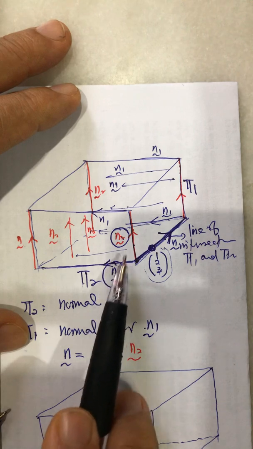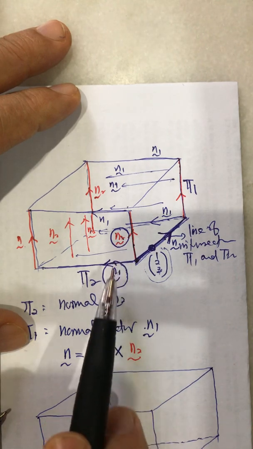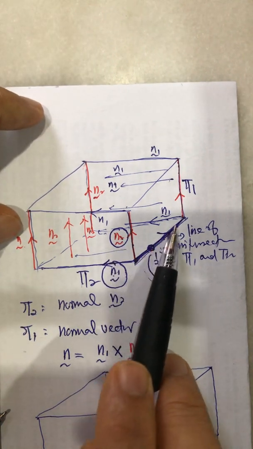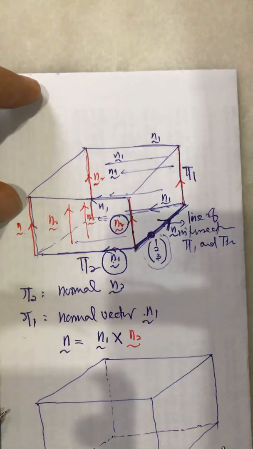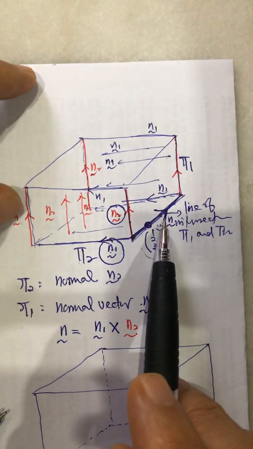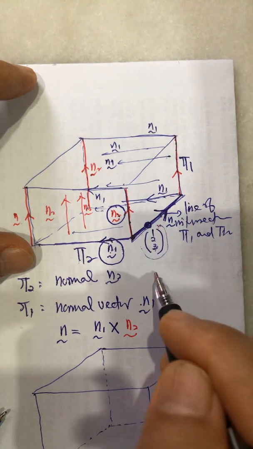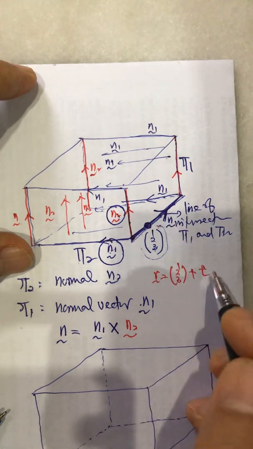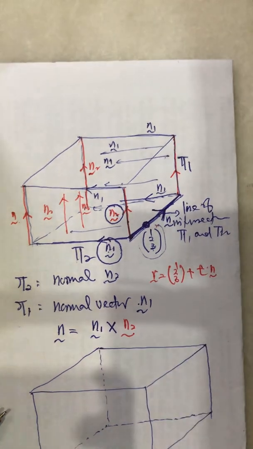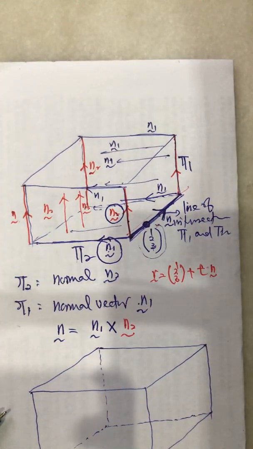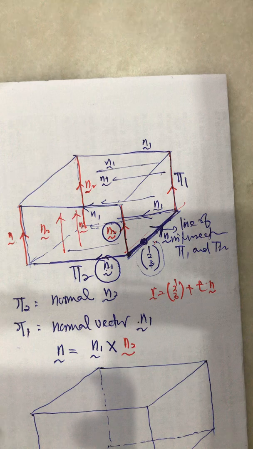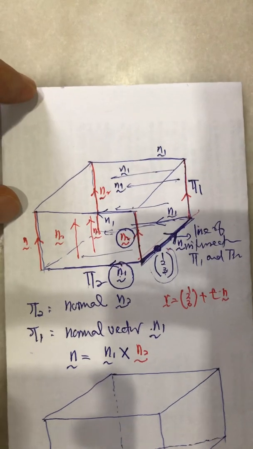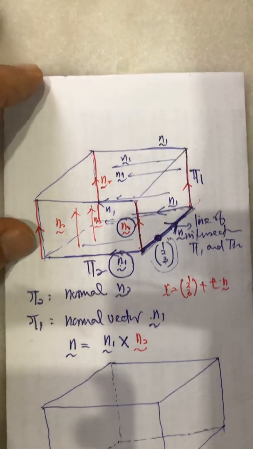Because they are perpendicular, when you cross n1 with n2 you get a vector that is perpendicular to both. With this, you can find the equation of the line: r equals the point 1, 2, 3, plus t times the direction n. That is how you find it. Of course, I will give you an example after this. You just understand the concept first.